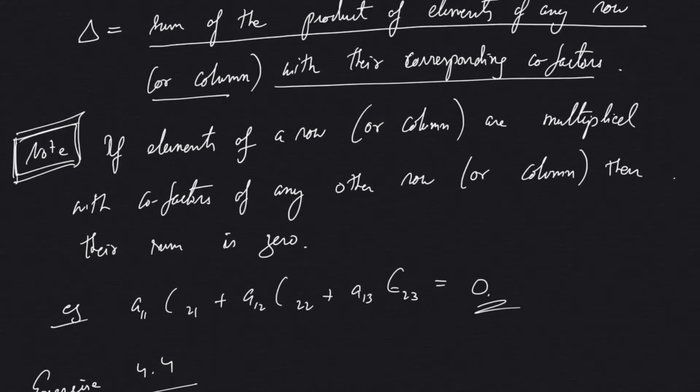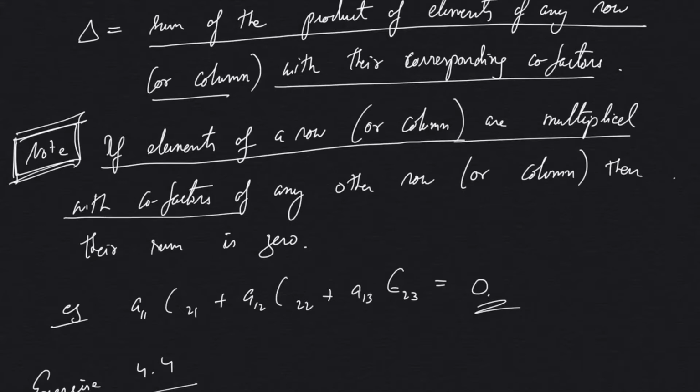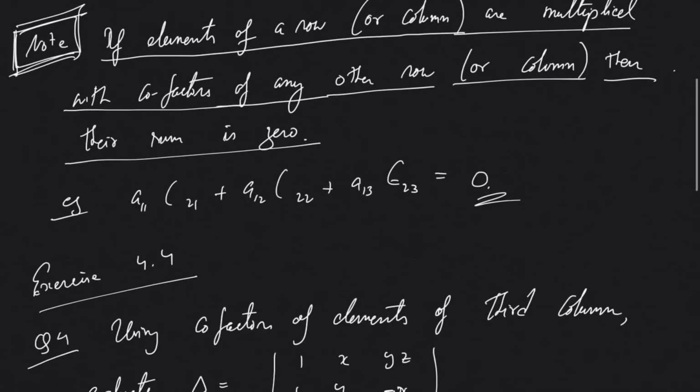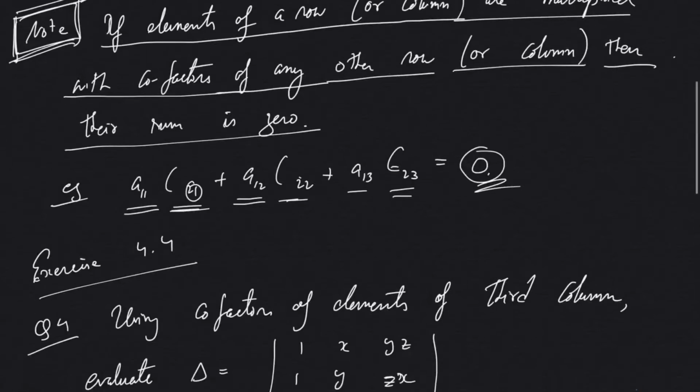So only one note you have to remember here is that if the elements of a row or column are multiplied with the cofactors of another row or another column, then their sum is 0. That means the value of the determinant is 0. That means here A11 into C21, so it should be actually C11. So same row and cofactors of the same row, but here we have first row elements, cofactors of the second row, so that's why the sum is 0.